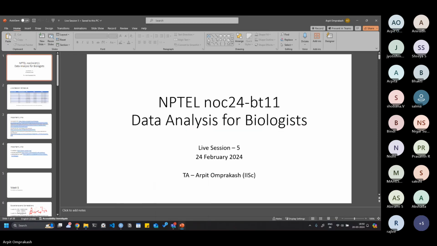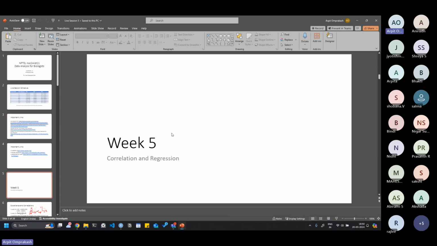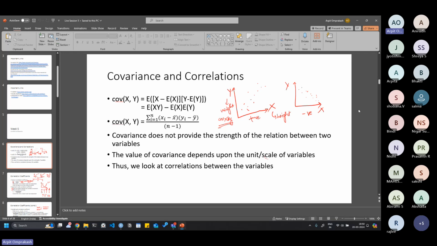In session 5, we talked about correlation and regression. We talked about covariance earlier, but we saw that covariance just tells you if x and y vary together, if there is some possible relation between them, but it does not provide us the strength of the relation that might exist between these variables.